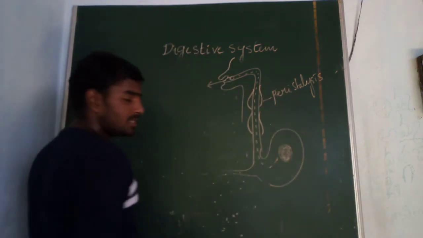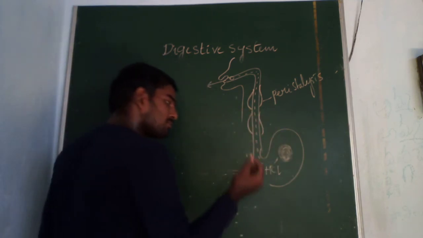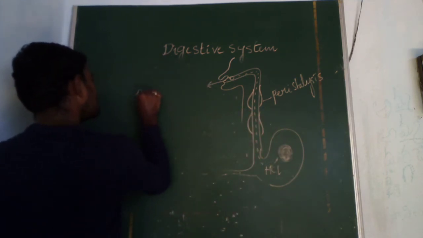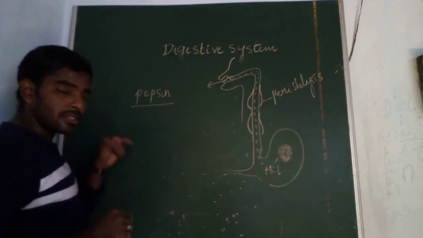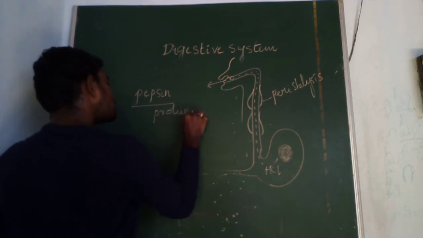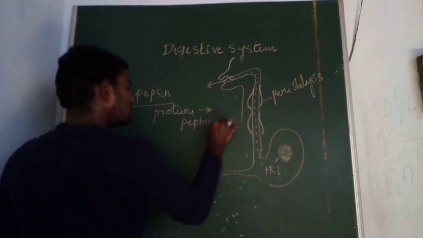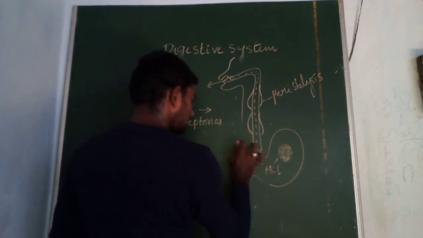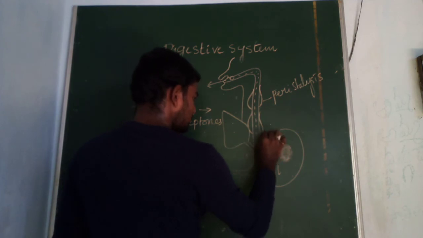The stomach releases an acid, that is HCl. Along with this, it secretes juices like pepsin. What is the use of pepsin? It converts proteins into peptones. Along with this, the liver secretes bile juice.